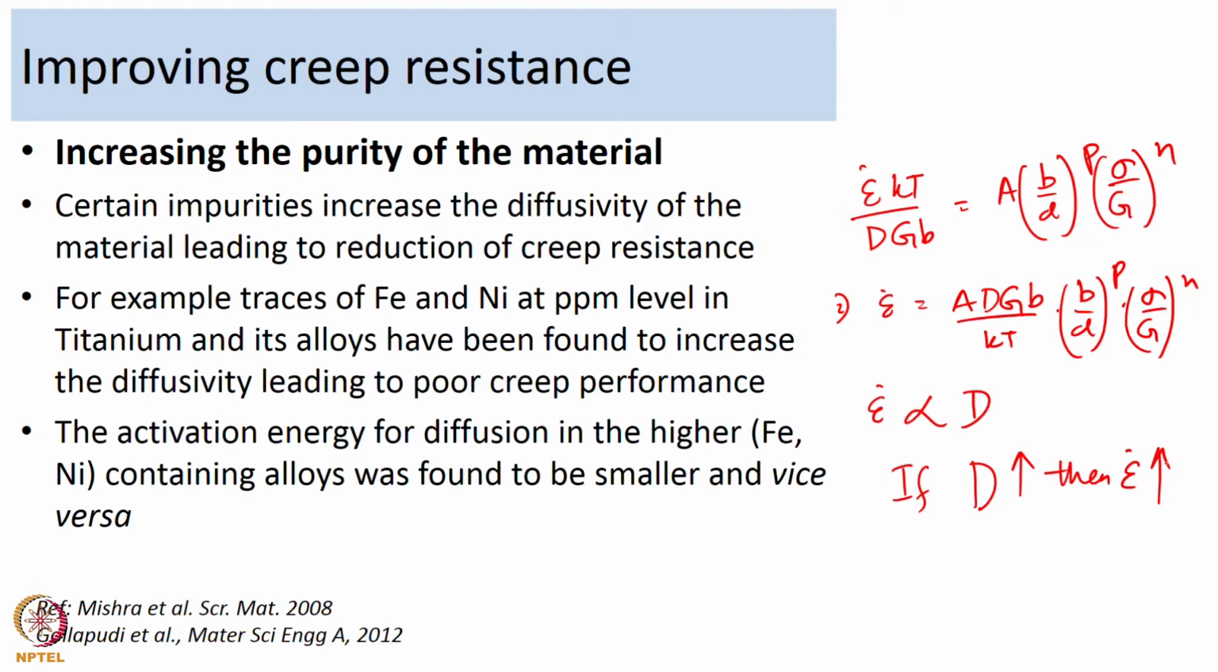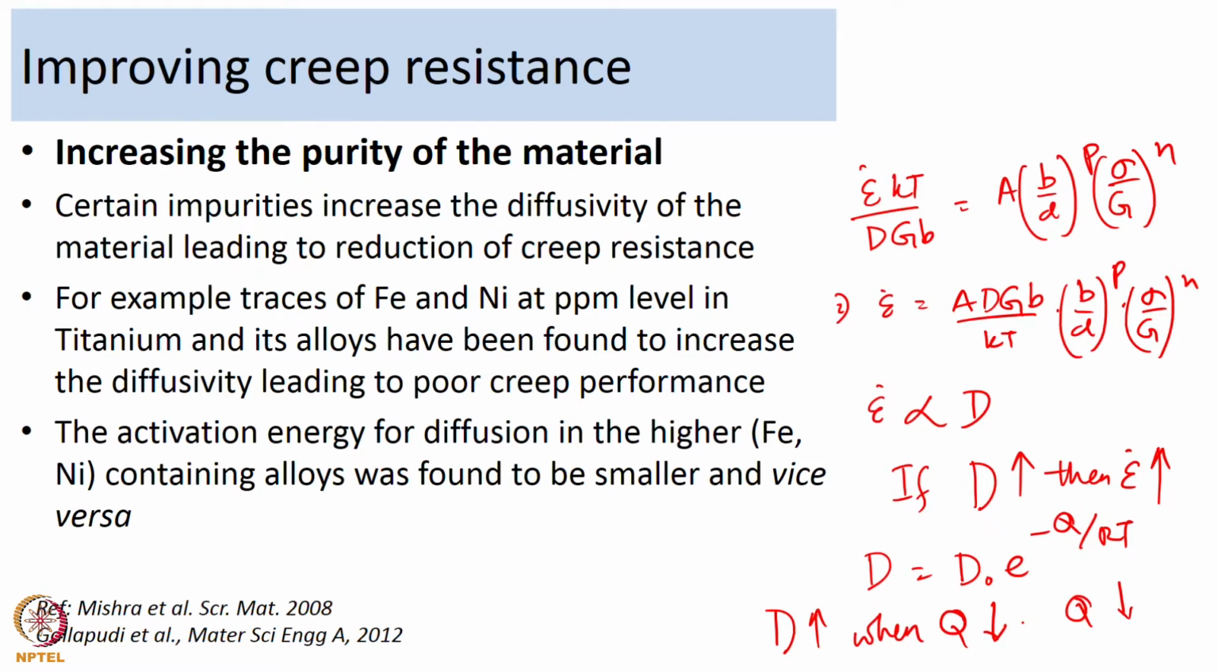performance of titanium. So, what happens is when you have these trace elements, the activation energy for diffusion actually comes down. So, D is D naught e to the power minus Q over RT. If Q comes down, then D increases. So, these trace elements reduce the activation energy for diffusion, and because of that, diffusivity increases, which in turn increases the strain rate of deformation.